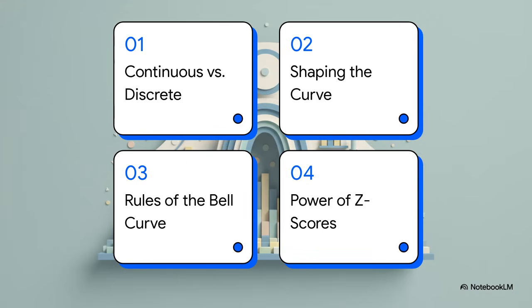Here's a quick roadmap of what we're covering. 1. Continuous versus discrete distributions. 2. Shaping the normal curve. 3. Rules of the bell curve. And 4. The power of z-scores.